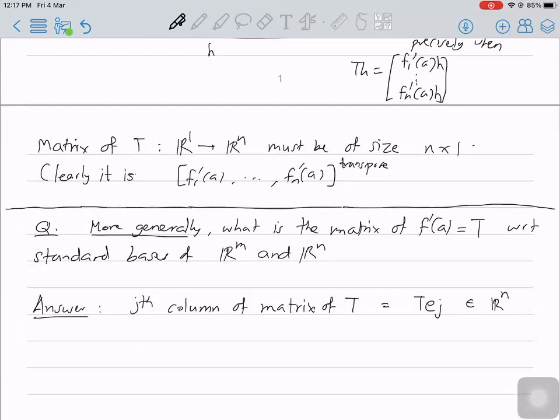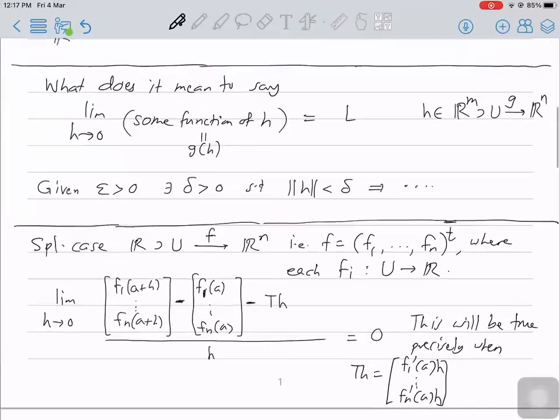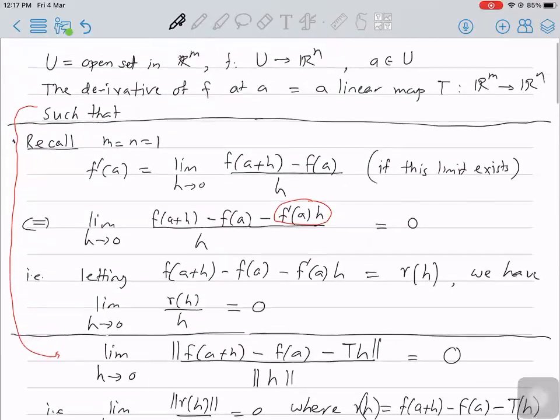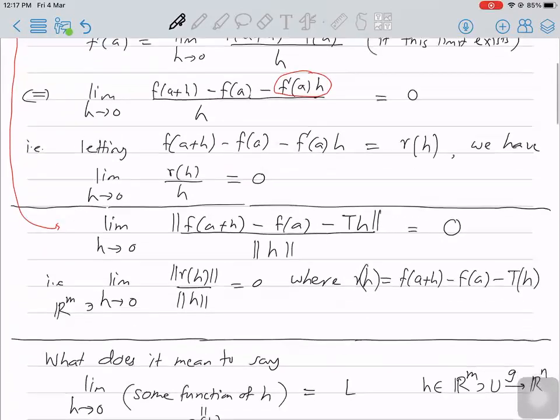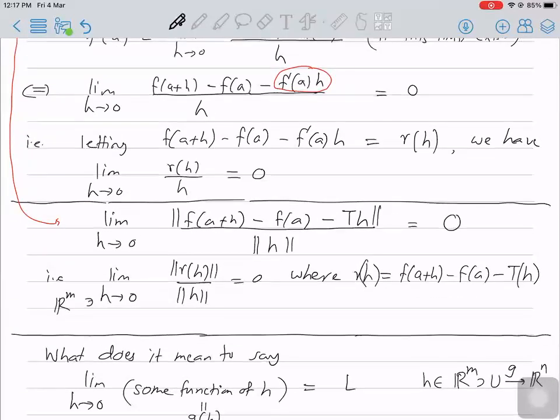So I want to calculate T applied to Ej, right? Okay, so let's do the following. Let's go back to the definition. So this definition here at the end of the red arrow tells me how the derivative behaves when applied to any small vector h, when I put that into this limit that I have written over here.